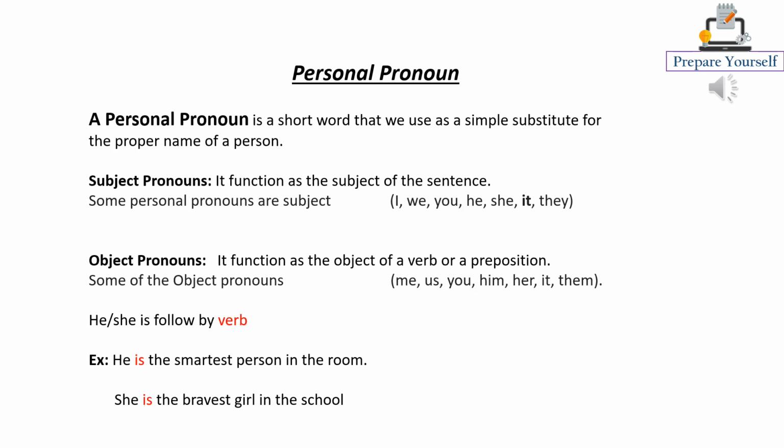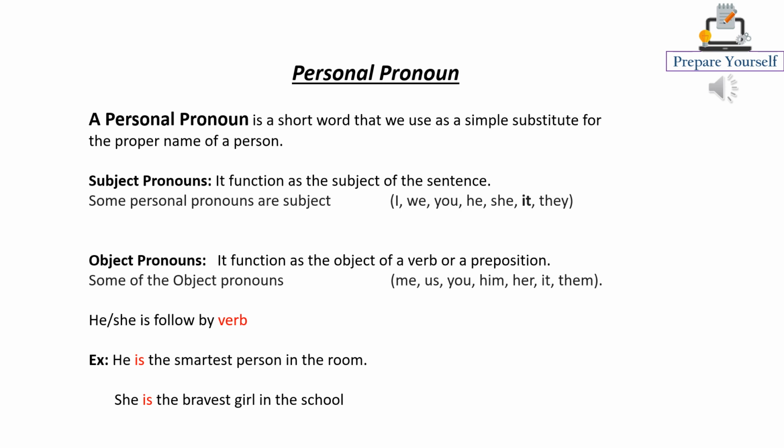Personal pronoun. Personal pronouns are divided into 2 categories. One is subject and another is object. Let's have a look at definition. A personal pronoun is a short word that we use as a simple substitute for the proper name of a person. Subject pronoun. Can we say that subject pronoun is the doer of the sentence? Yes. Its function is the doer of the sentence.